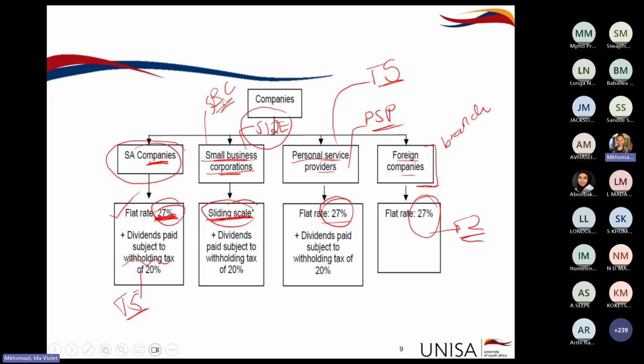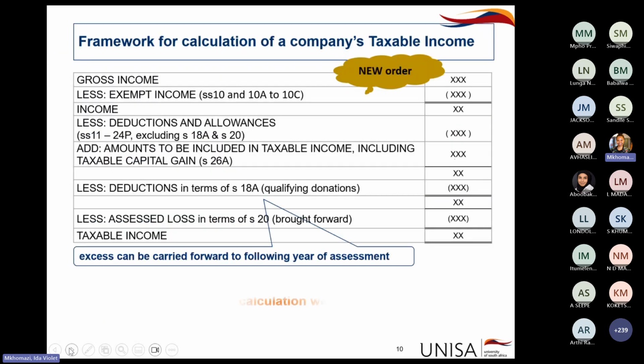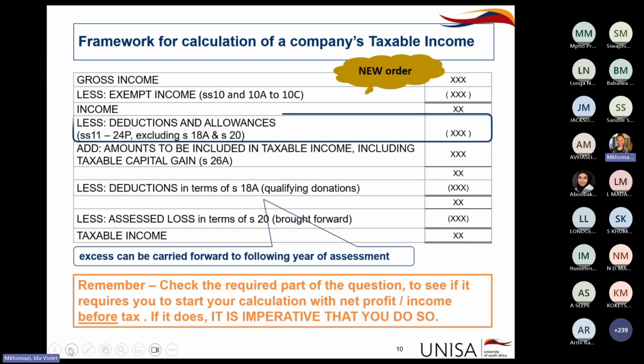So basically, these are the different classifications of companies that you will come across in your studies this year. And it's important that you differentiate, because the tax principles for these might be different in some instances.